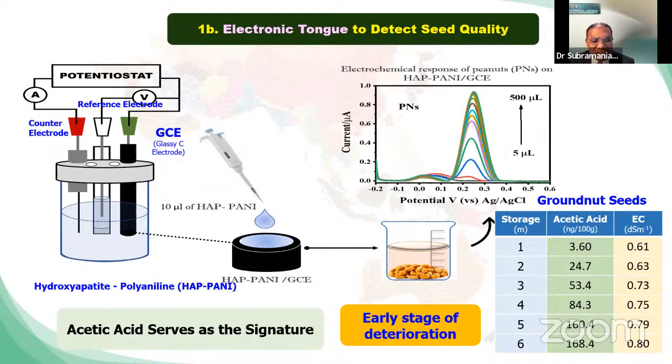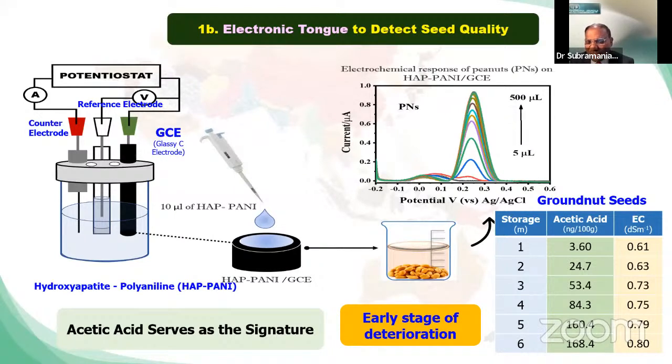So we take the extract. A drop of extract is placed on a platform which is made of hydroxyapatite polyamine. That's a substrate. It is connected to the sensor, where we put the potassium chloride saturated point. It is similar to pH measurement. This is what seed technologists traditionally do. They measure the electrical conductivity of the extract and relate it to the seed quality.